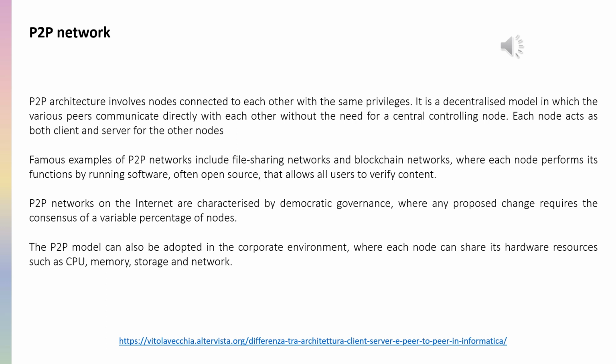Famous examples of P2P networks include file-sharing networks and blockchain networks, where each node performs its functions by running software, often open source, that allows all users to verify content. P2P networks on the Internet are characterized by democratic governance, where any proposed change requires the consensus of a variable percentage of nodes. The P2P model can also be adopted in the corporate environment, where each node can share its hardware resources, such as CPU, memory, storage, and network.